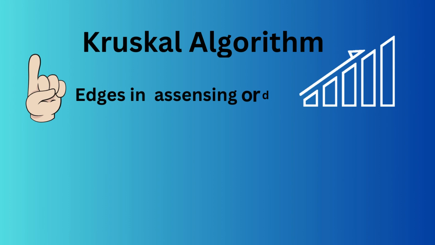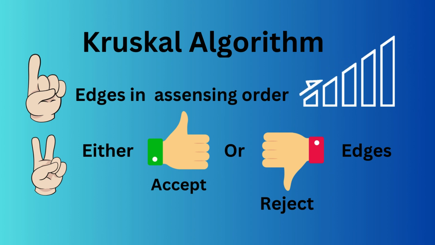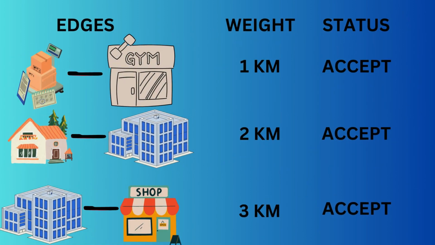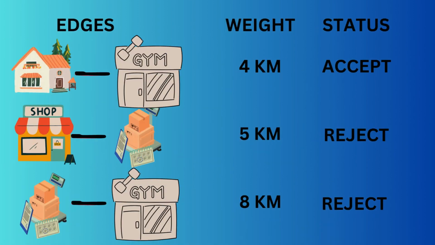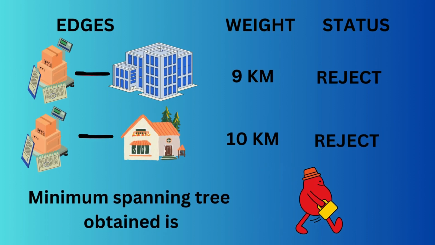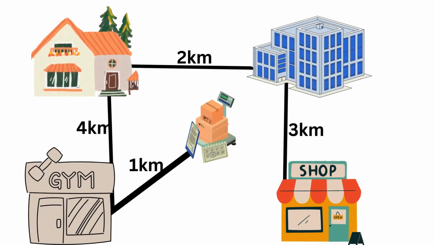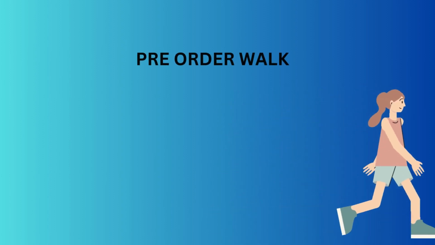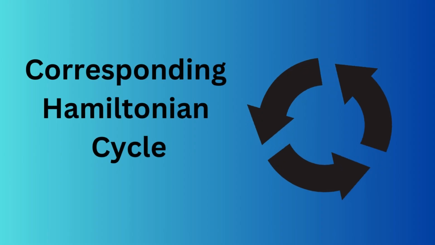In Kruskal algorithm, we initially arrange the edges in ascending order based on their weights. And then we accept or reject those edges based on the conditions of the minimum spanning tree. Here we have constructed a minimum spanning tree using Kruskal algorithm. The minimum spanning tree using Kruskal algorithm is shown here. Next, pre-order walk of the minimum spanning tree is constructed. After this, we need to find the corresponding Hamiltonian cycle.